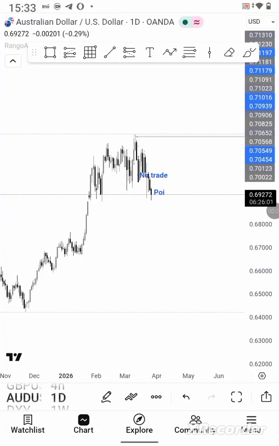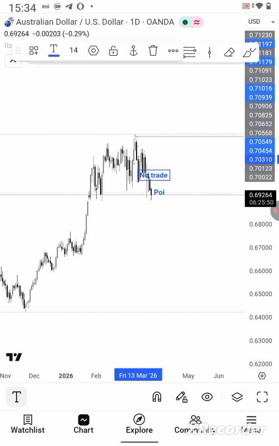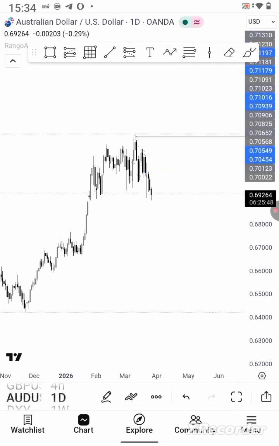I want us to analyze a trade I'm on now, AUD USD. So let's just run analysis so that you see how I personally trade. Let me clear this. Let me clear all this.